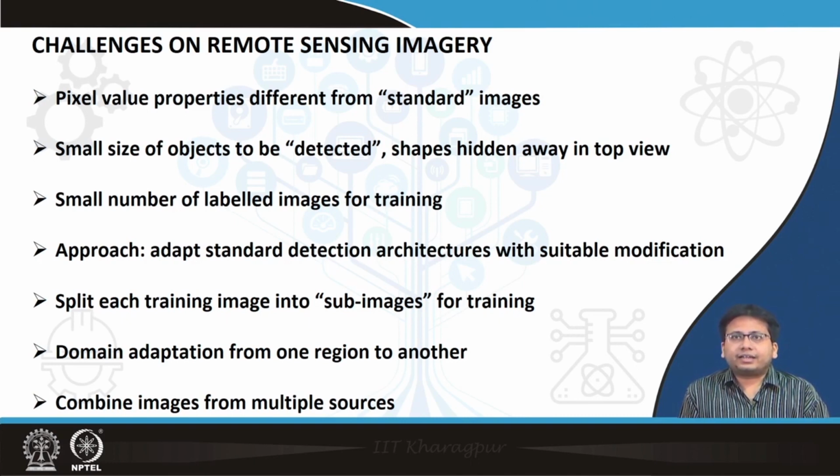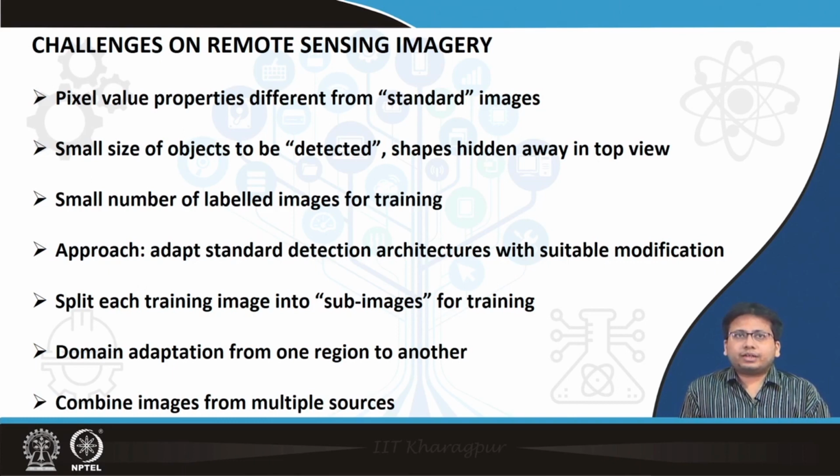And as a result, the responses of the different filters which we use in standard imagery may not be very suitable for this domain or these kinds of imagery. Then when it comes to object detection, first of all there is the small size of the objects to be detected, because if they are taken from the top, like if you want to do ship detection or car detection from the top, obviously they will be of small size, and their shapes may also be hidden away if we are taking a top view.